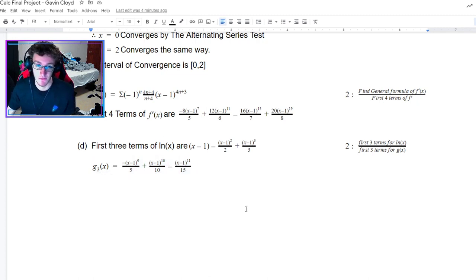these first 3 terms. So on this one, you'll get a point for having the first 3 terms for ln of x, since they're not given. And then you'll get another point for the first 3 terms of g of x. So even if you don't know how exactly to multiply out the power series, because that can be a little confusing, you can still get points if you just start working on the problem, which is finding the first 3 terms of ln of x. You can't do anything without the first 3 terms.